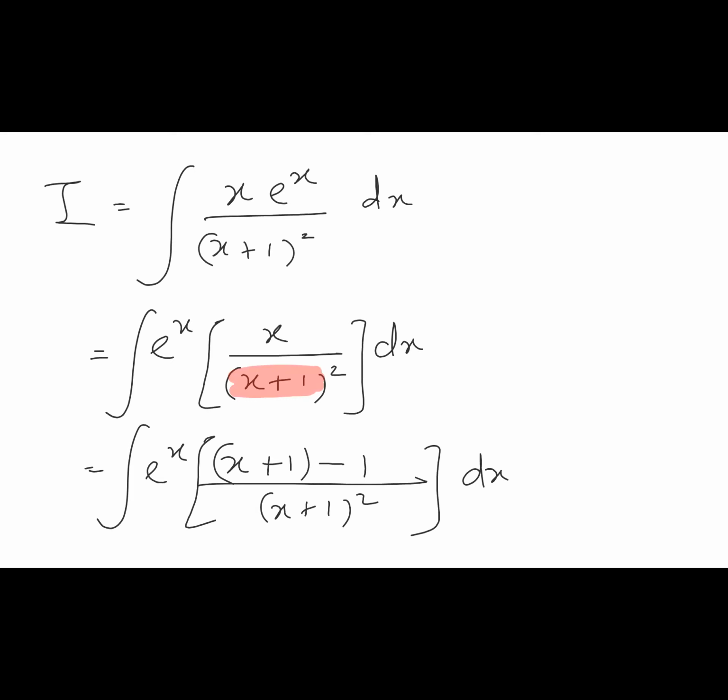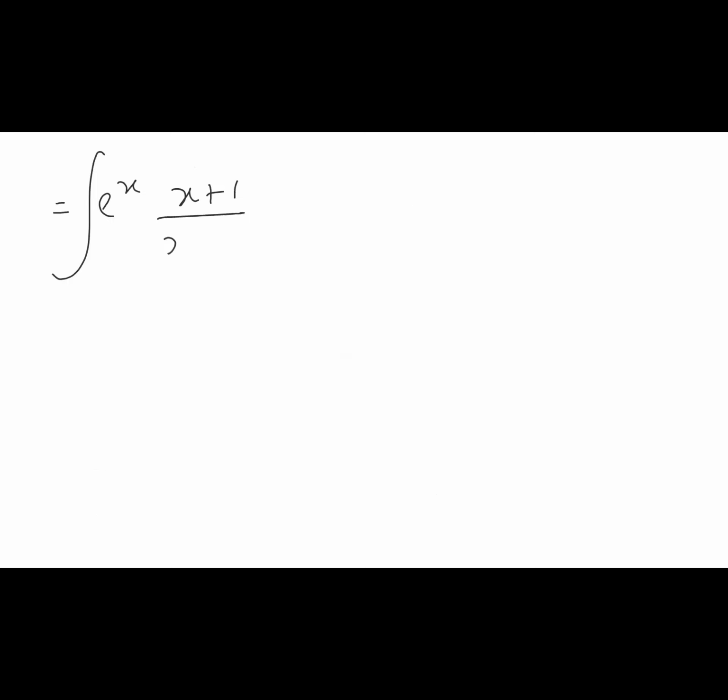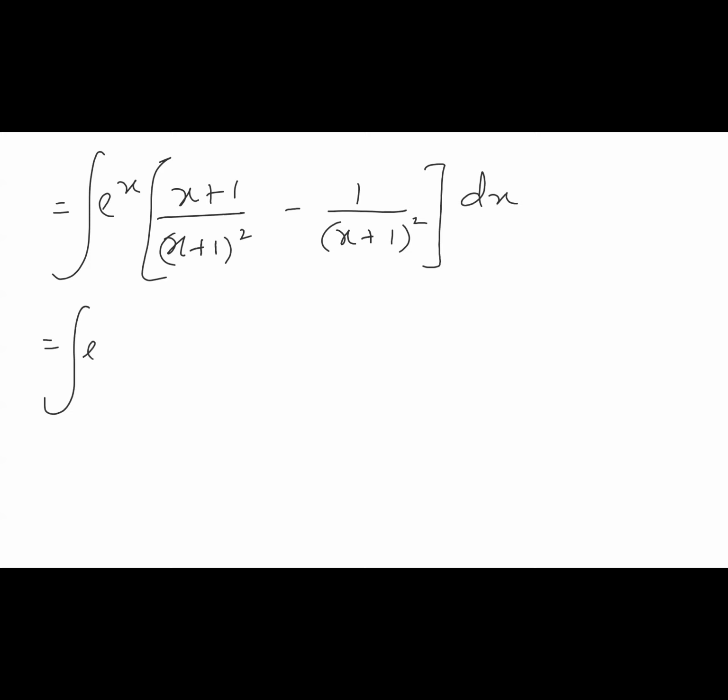So e raised to x. I'll show you the previous slide. Those who are copying, I'll just show you the previous slide. x plus 1 minus 1. So x plus 1 the whole square minus 1 upon x plus 1 the whole square dx. So e raised to x into 1 upon x plus 1 plus minus 1 upon x plus 1 the whole square dx.